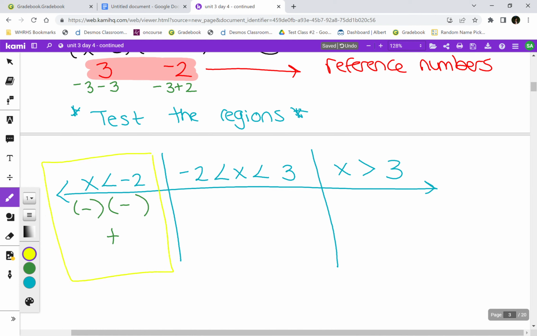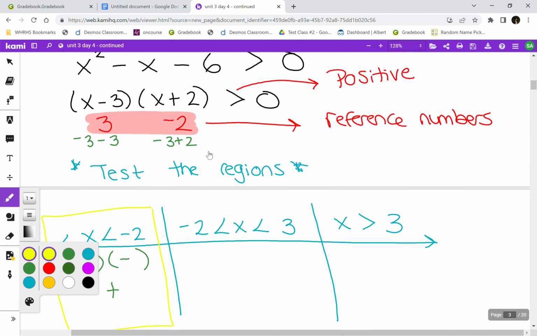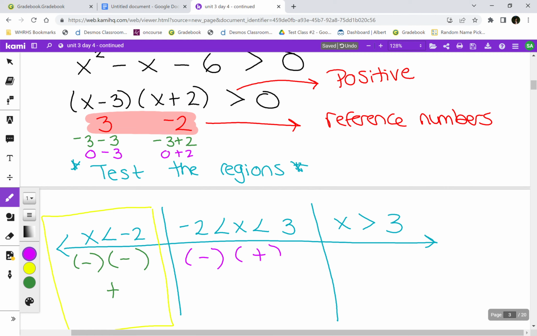All right, now let's check the middle region. I need a number between -2 and 3. If 0 is an option, that is the number you want to test. Anytime 0 is an option, you want to choose 0 because it's the easiest. So now let's use 0. We're going to have 0 minus 3. Isn't that a negative number? And then we're going to have 0 plus 2. Isn't that positive? What's a negative times a positive? A negative. Do we want a negative product? No, so guess what we do? We reject that middle region.